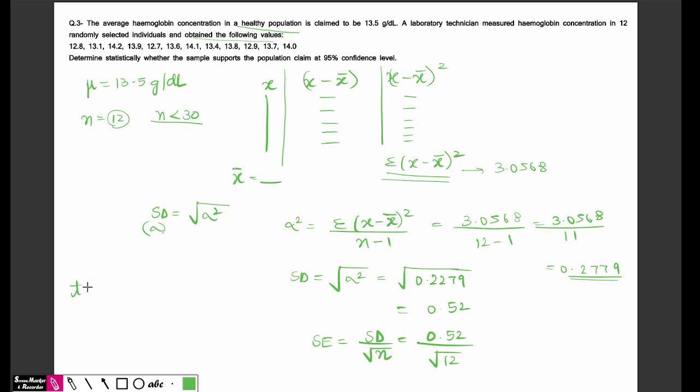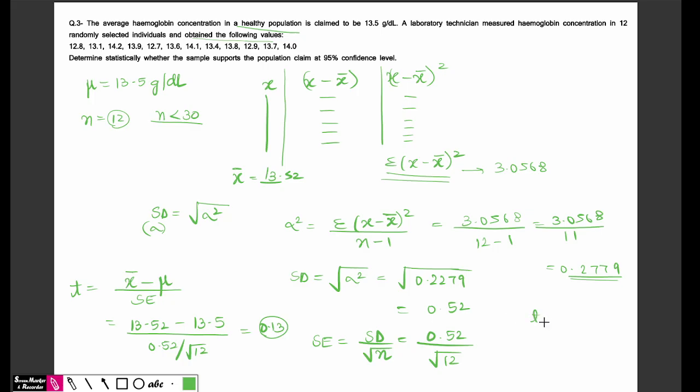Let's now calculate the t value. The t value is the sample mean minus the population mean upon standard error. So the sample mean, that was 13.52. Once you calculate, the x bar value comes out to be 13.52, minus population mean, that is 13.5, which was given already in the question, upon standard error, that is 0.52 upon root of 12. Calculate, the value comes out to be 0.13.